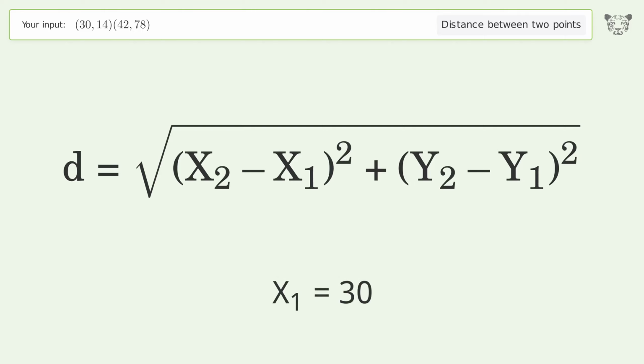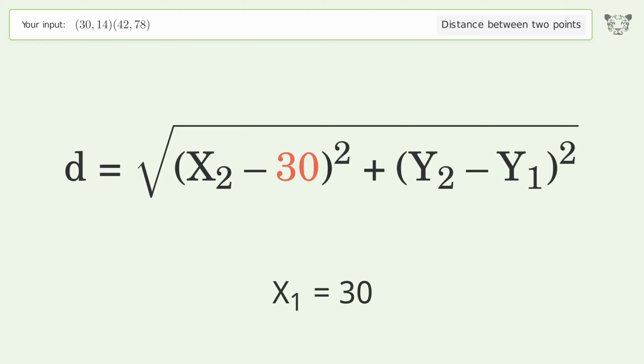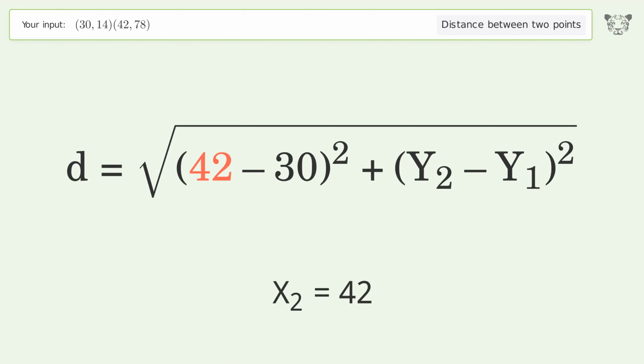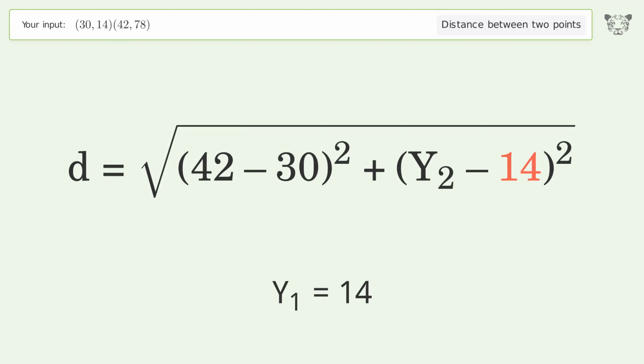x1 equals 30. x2 equals 42. y1 equals 14. y2 equals 78.